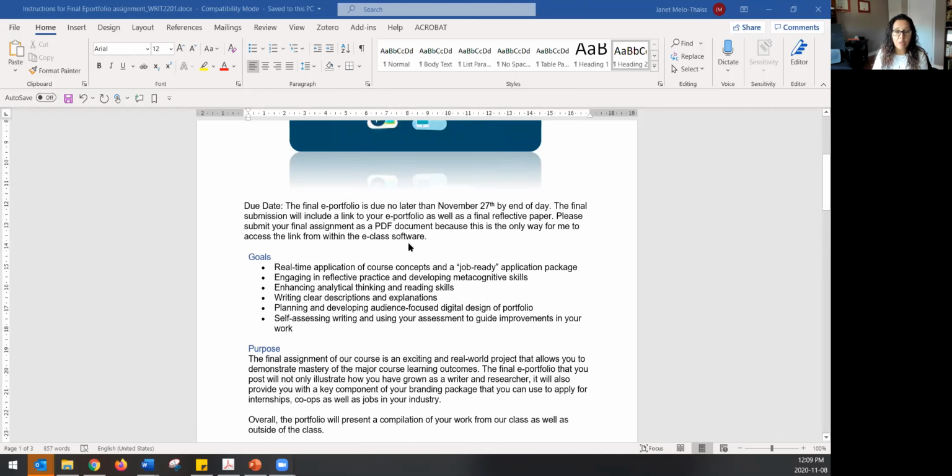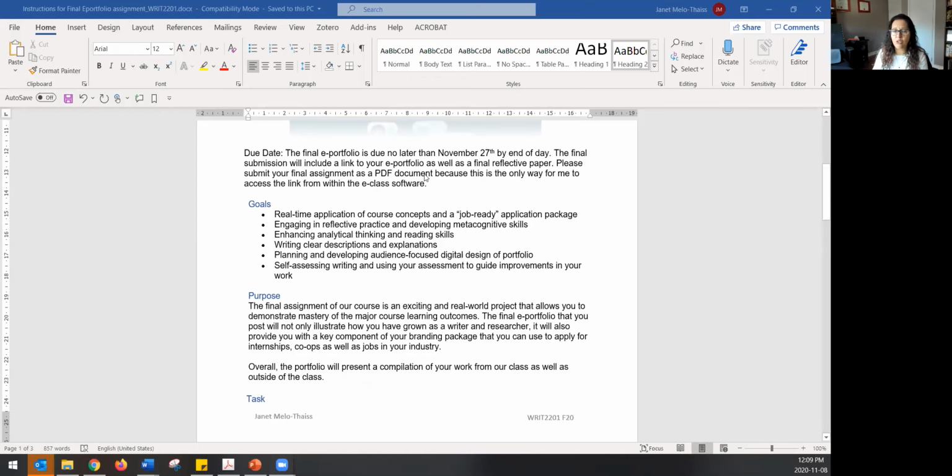I'm asking you to please upload a PDF this time, because what I discovered with the iFixit project is I can't actually click on links within eClass. That seems to be a bug within eClass. So I'm going to ask you guys to please upload PDFs. That is what I've been told is the way to work around this. So please make sure that you do that.